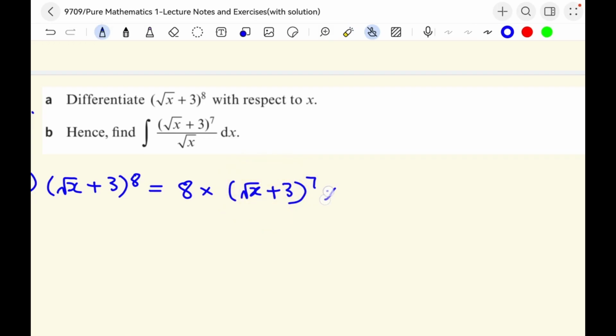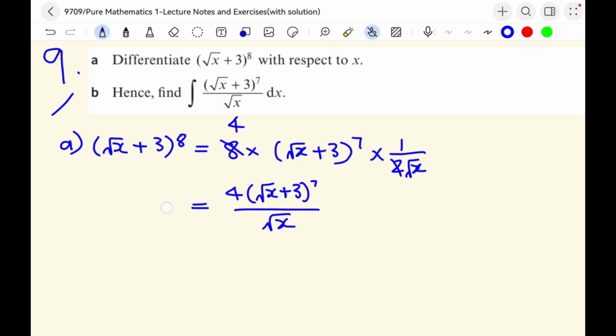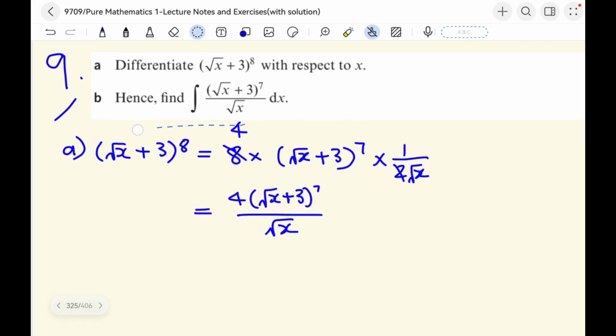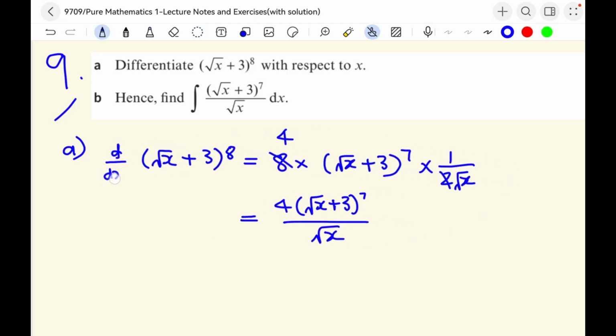The inside contains a multiplication. So what is the differentiation of the square root of x plus 3? Obviously it's 1 over 2 square root of x. Now you simplify it. What do we get? You will get 4 multiplied by the bracket of square root of x plus 3 to the power of 7, divided by the square root of x. So that is your derivative of this particular function. Just like that. Done.